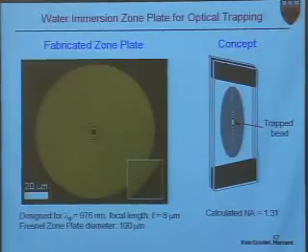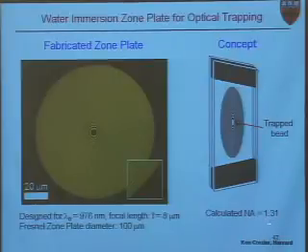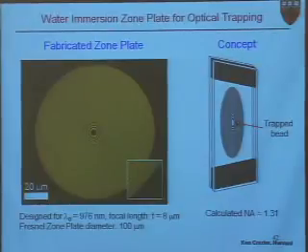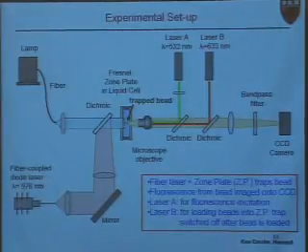Okay. Now this device is 100 microns wide. The focal length is designed to be 8 microns, so it actually has a very high numerical aperture. The calculated numerical aperture is about 1.31, so actually very close to the refractive index of the water itself. And these are designed for a free space wavelength of 976 nanometers, but they're designed to be operating in a water environment. And so we set up a system to demonstrate trapping with these Fresnel zone plates.